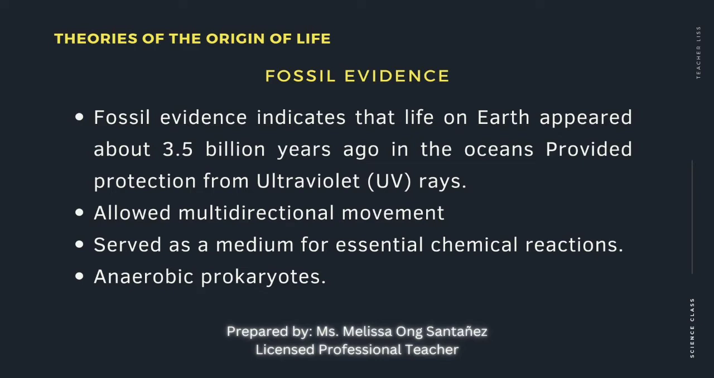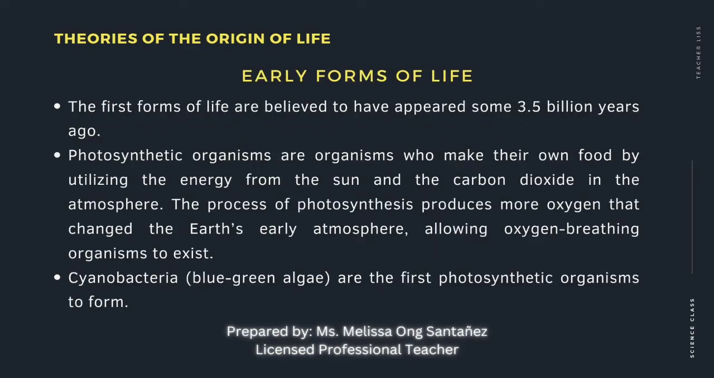So, what are the early forms of life then? The first forms of life are believed to have appeared some 3.5 billion years ago. There exist photosynthetic organisms. What are these? Photosynthetic organisms make their own food by utilizing the energy from the sun and the carbon dioxide in the atmosphere. We are familiar with that one from the plants who make their own food.